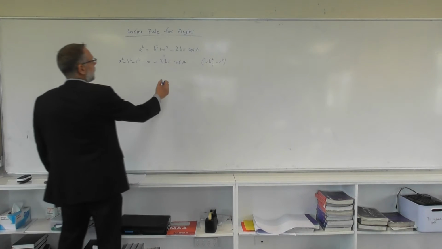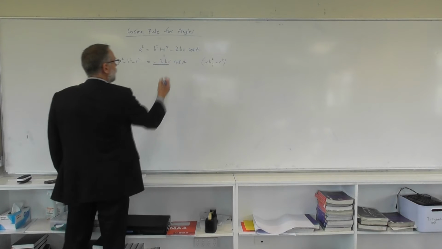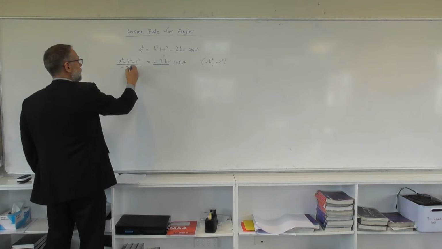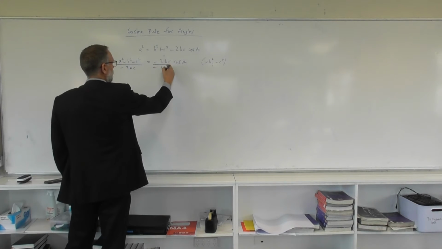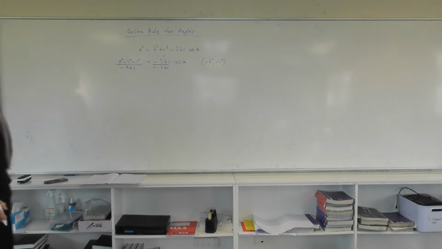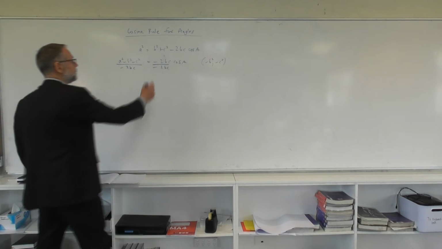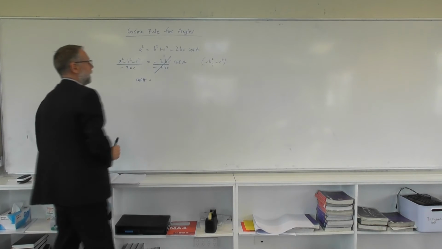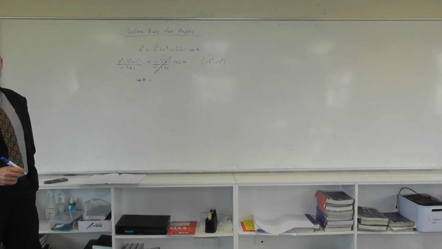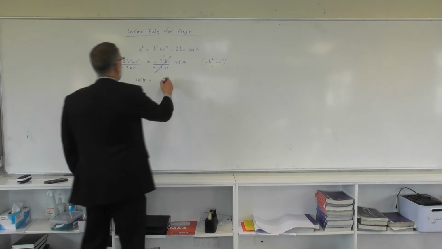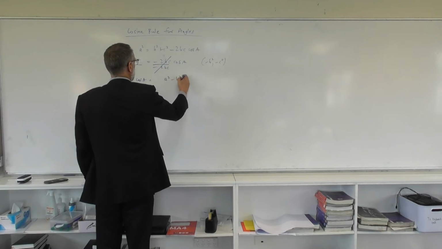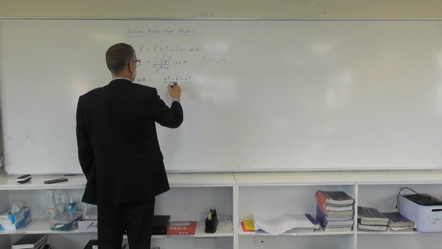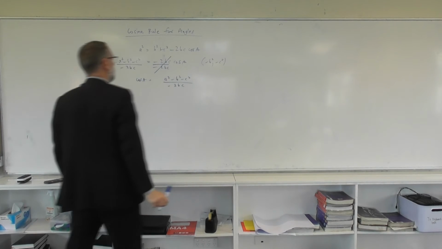Now to finish this off, to get cosine of A on its own, we're going to divide both of these by negative 2bc. You can see that works nicely because it's the cosine of A times negative 2bc, so I can divide through by all of that in the one go. Typically we write cosine of A, the subject of the equation, on the left. And I've got a squared minus b squared minus c squared all over negative 2bc.